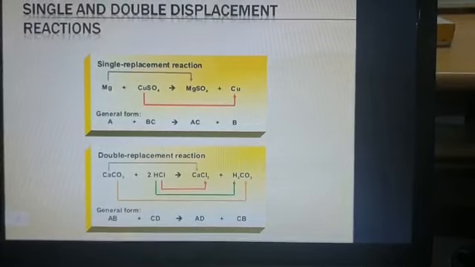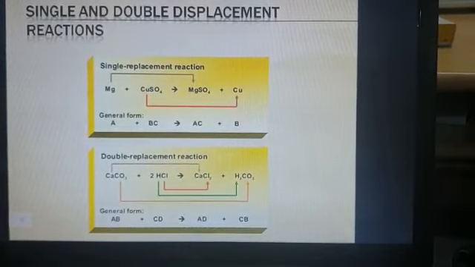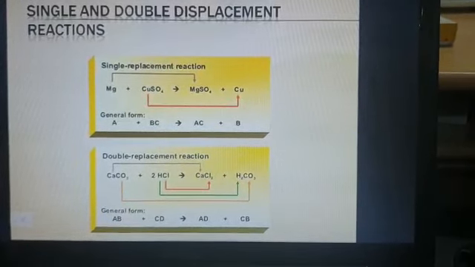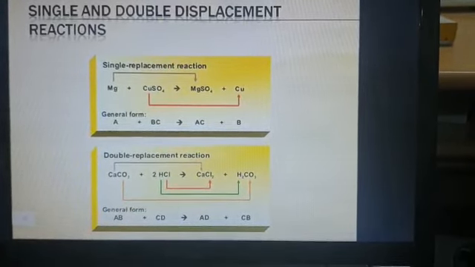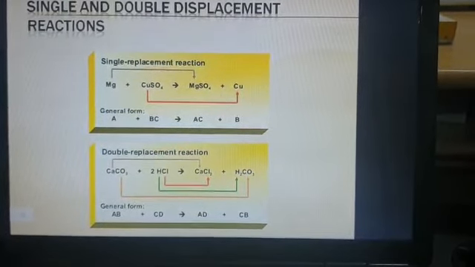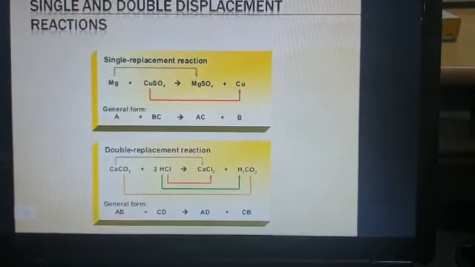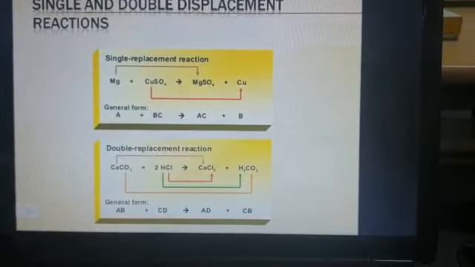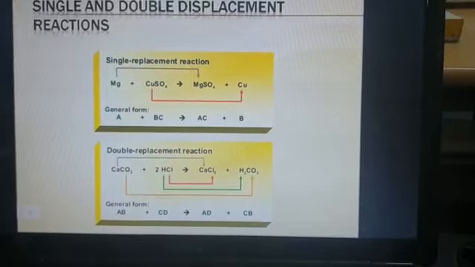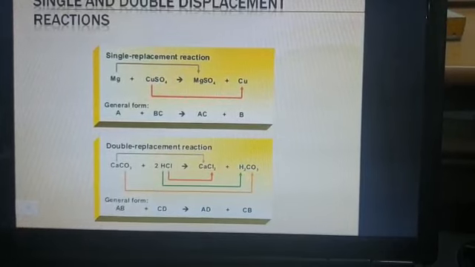See the general form of it. A plus BC gives AC plus B. A displaces B from the solution of BC. So the product is AC plus B. Double displacement reaction or double displacement replacement, one and the same thing. Calcium carbonate plus HCl gives calcium chloride plus carbonic acid.